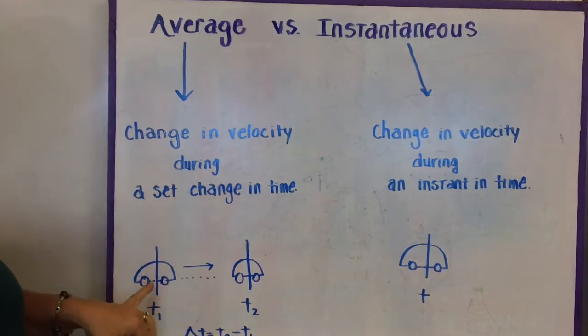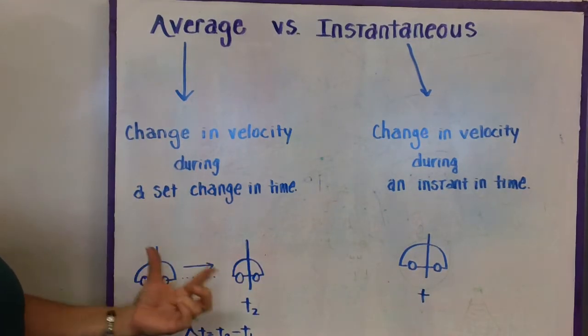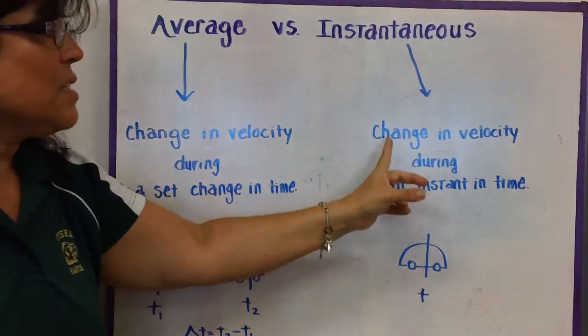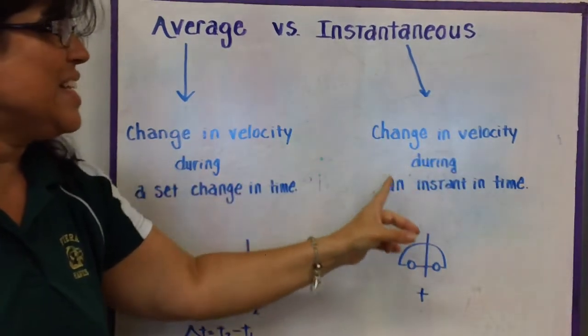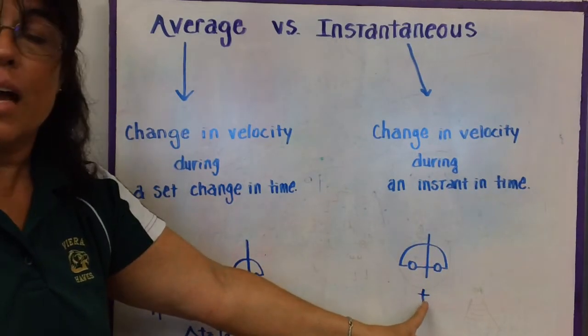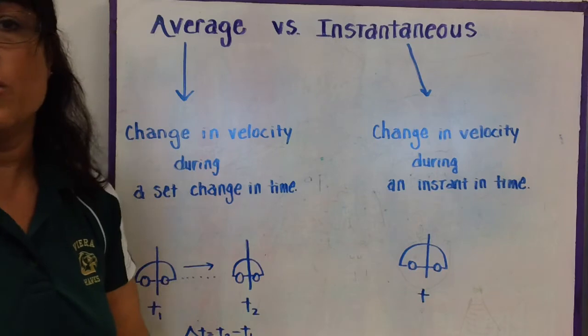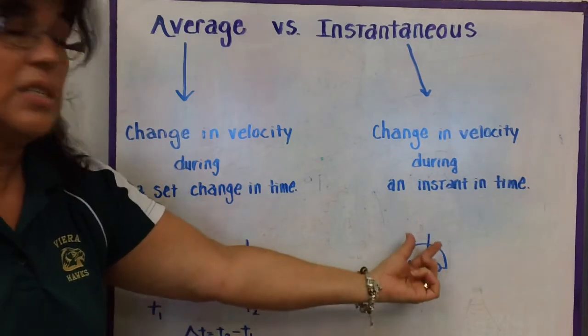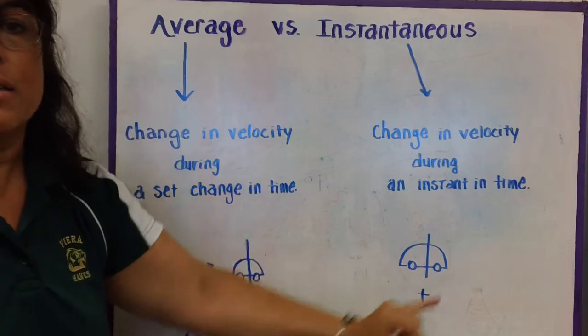Okay, so here's a car starting at T1, sometime later, a delta T, it's at position T2, so that would be our average acceleration. Whereas instantaneous is a change in velocity during an instant in time. This is at this time t, what is its acceleration? And you would figure out, well, how much velocity has been changing during this small amount of time, and what is the time?